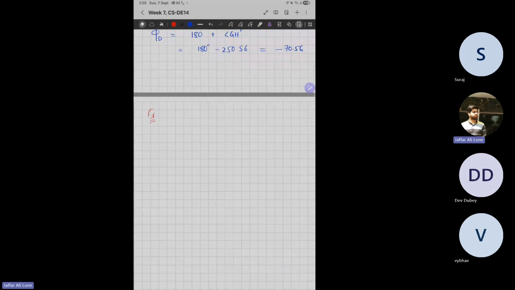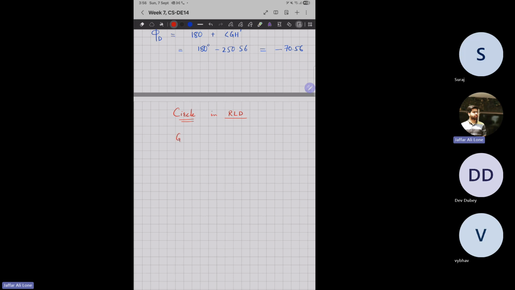Before the next question, before I proceed, let me give you one important formula which might help you. Sometimes your root locus diagram is a circle. So when is that the case?